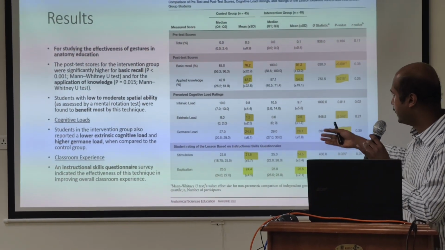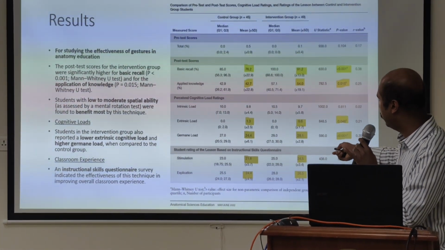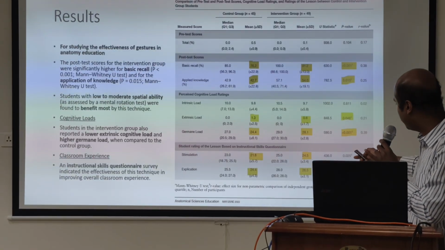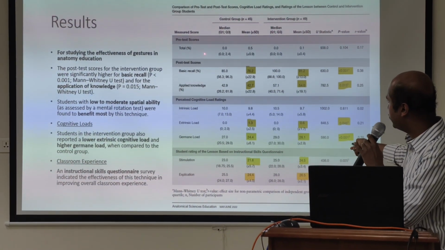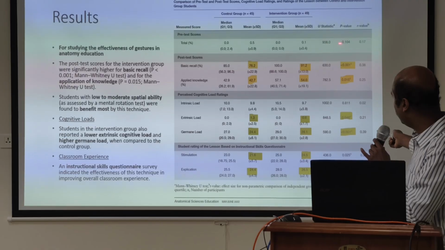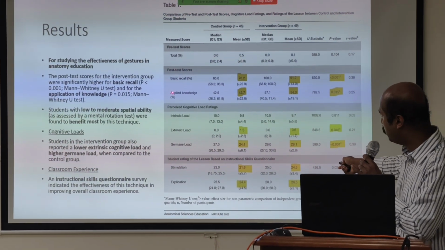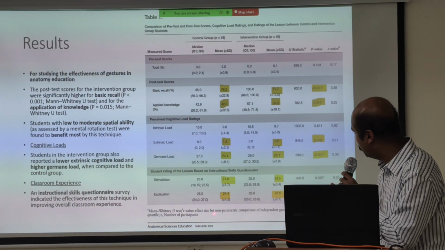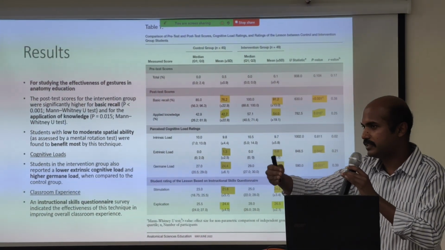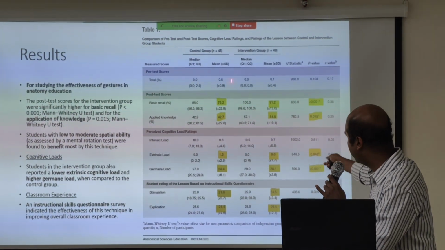And next, coming to gestures, these are the studies that I have done on gestures. These are the results. In these results, you can see the pre-test scores are relatively comparable. The p-value is not significant. In the post-test score, this is the control group, that means the deliberate use of gestures was not done here. This is the intervention group.